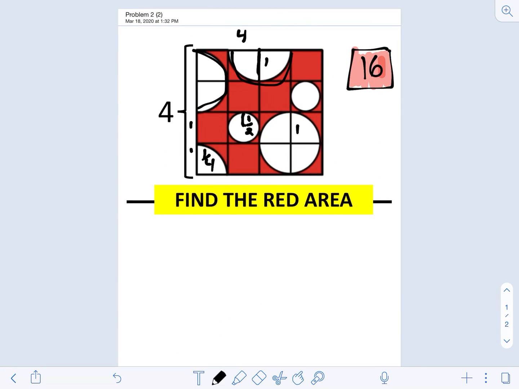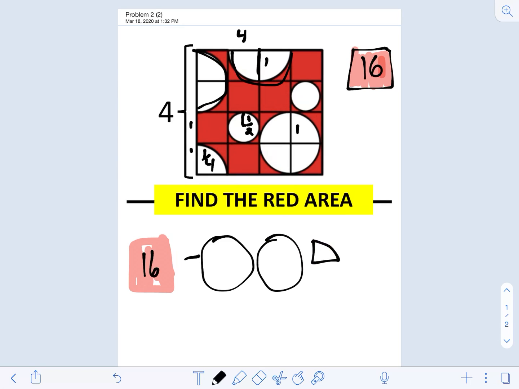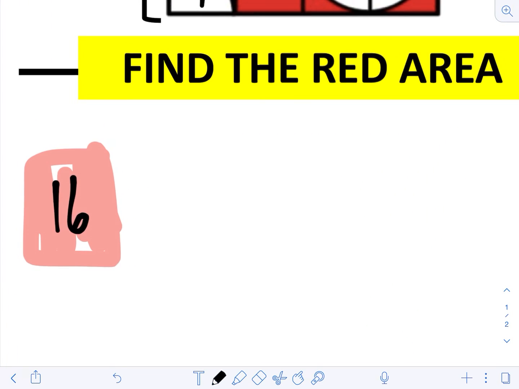Okay? So, let's recap. What we have is the area of the red square, which is 16. Then we need to take away 2 and 1/4 white circles with radius of 1, and we have to take away 2 little baby circles with radius of 1/2. Okay, so let's do it. So let's do the big circle first.